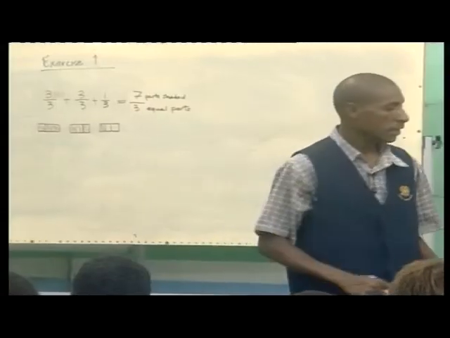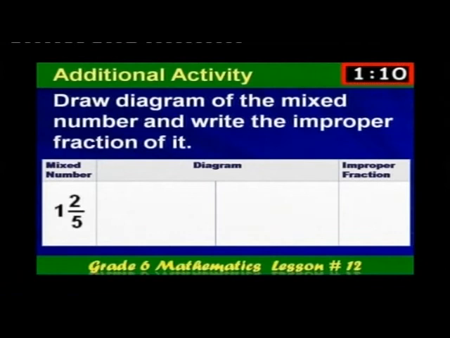Now, students, before we end today's lesson, I would like you to quickly copy down this additional activity for your homework. Draw the diagram of the mixed number and write the improper fraction of it. The mixed number is 1 and 2/5. I will correct that in the next lesson.